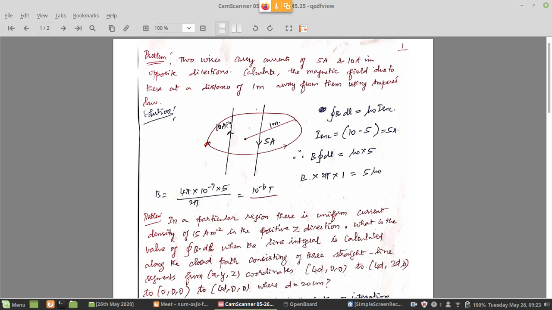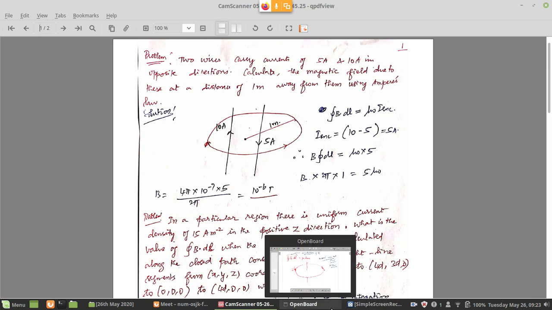Since B is constant at a given distance from the wire and the distance is given as 1 meter, I can take B out of the integral. So first I will construct this Amperian loop, and I will write Ampere's law: B dot dl is equal to mu naught I enclosed. This is Ampere's law. So first I am writing that.